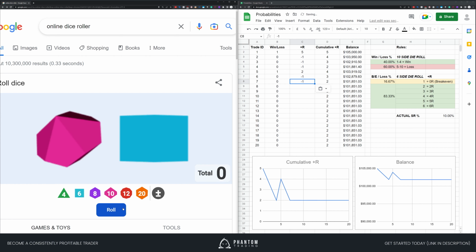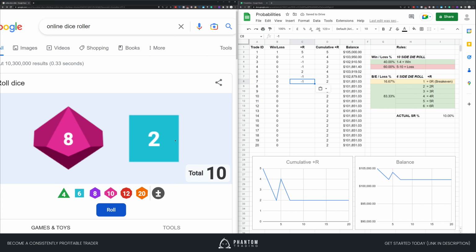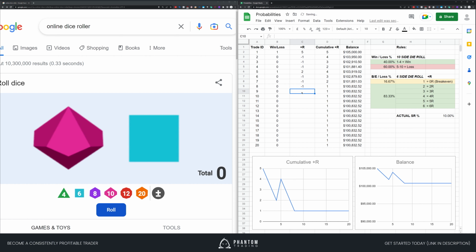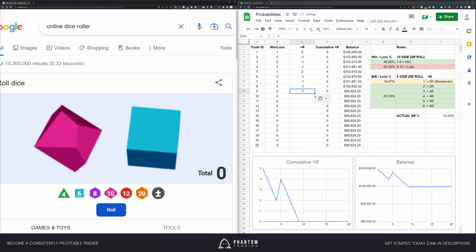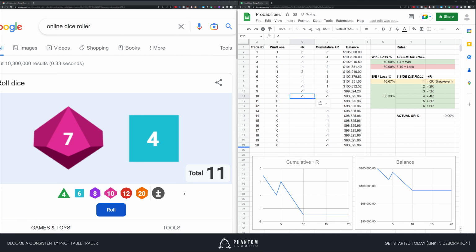Okay, 6, another loss. See, but we're rolling potentially nice things here, right? Okay, another loss, we rolled an 8, so a small losing streak. Another loss, another loss. So that's 5 losses in a row now. Okay, now we've just recovered most of those losses because we rolled a 1. Again, if we look, 1 to 4 is a win, right? And then 4, we made plus 4R.